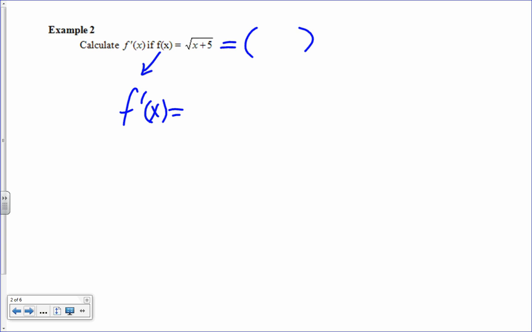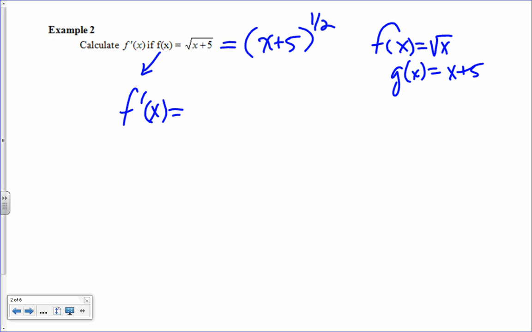Yep, same thing we tried to do with the power rule, right? Write it as x plus 5 to the 1/2. So now what do? Well, is this actually a function put inside another function? It is. F of x, if you want to start looking at this as the square root of x, and g of x is what I put in there, which is x plus 5, right? I mean, if you want to look at it that way, you can. Right?